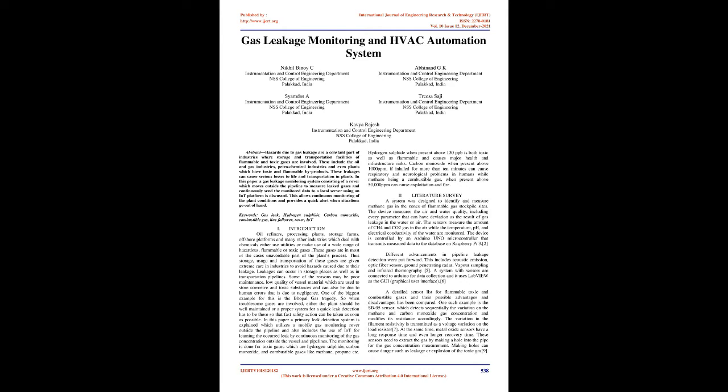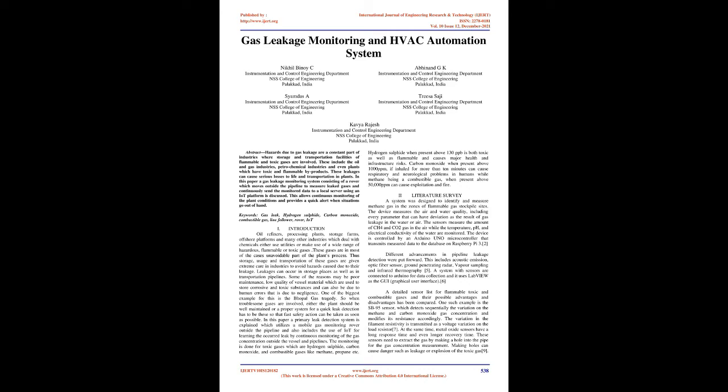Introduction. Oil refiners, processing plants, storage farms, offshore platforms, and many other industries which deal with chemicals either use utilities or make use of a wide range of hazardous, flammable or toxic gases. These gases are in most cases an unavoidable part of the plant's process. Thus storage, usage, and transportation of these gases are given extreme care in industries to avoid hazards caused due to their leakage. Leakages can occur in storage places as well as in transportation pipelines.